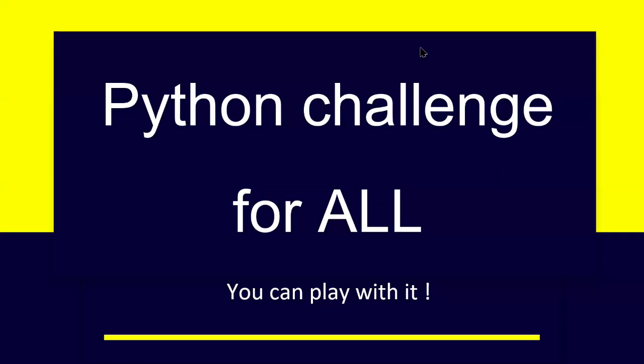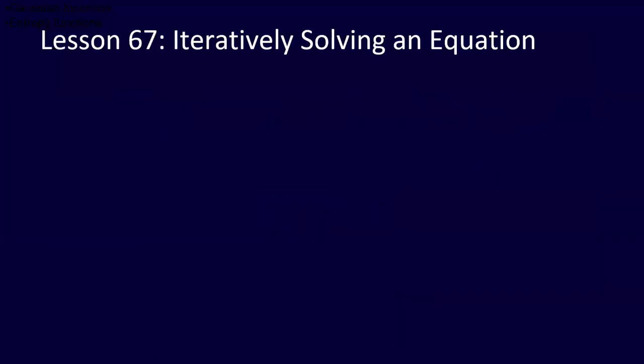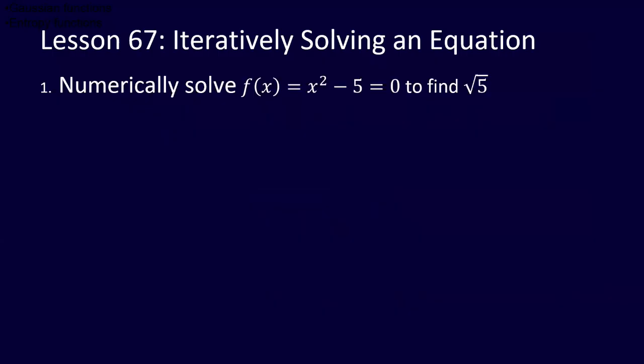Okay, so today we will do numerical computation, how to solve an equation iteratively by numerical computation. Okay, lesson 67. So today's topic is how to solve x squared minus 5 equals 0. As you know, this will give you plus minus square root of 5, which we want to approximate numerically. So how to solve it?